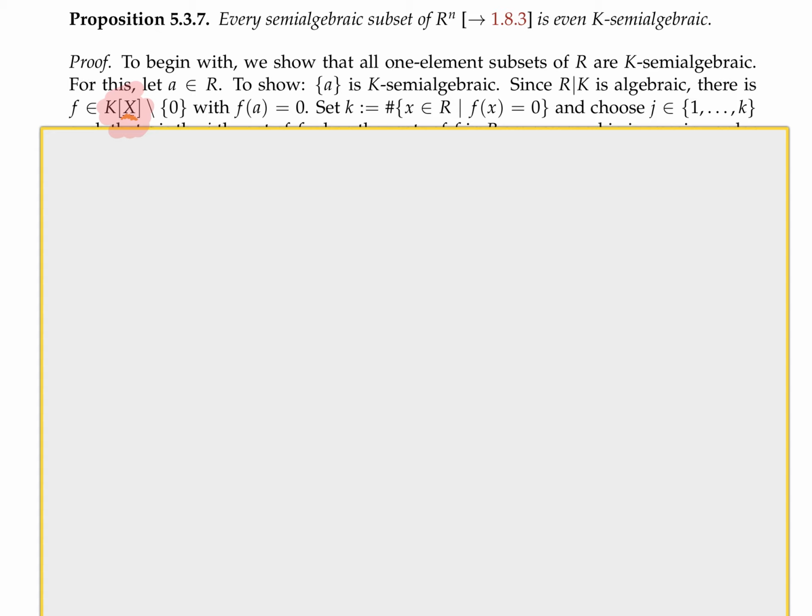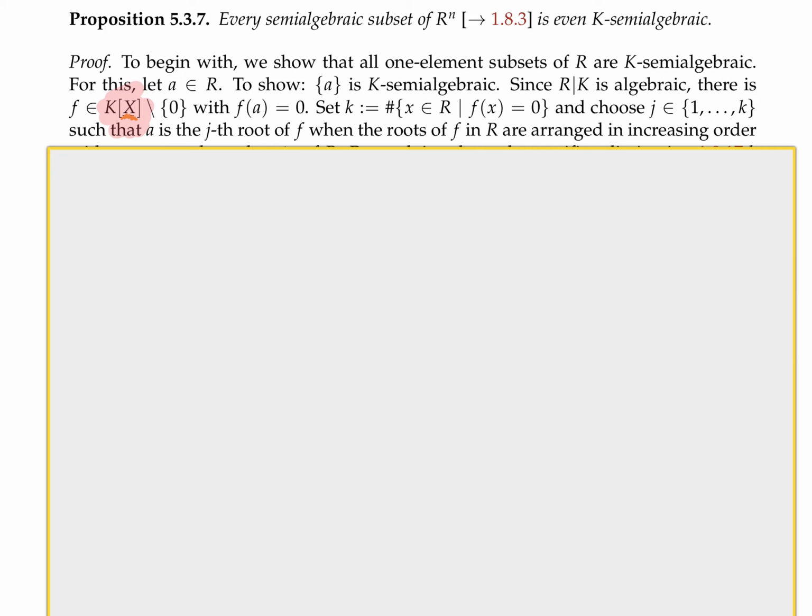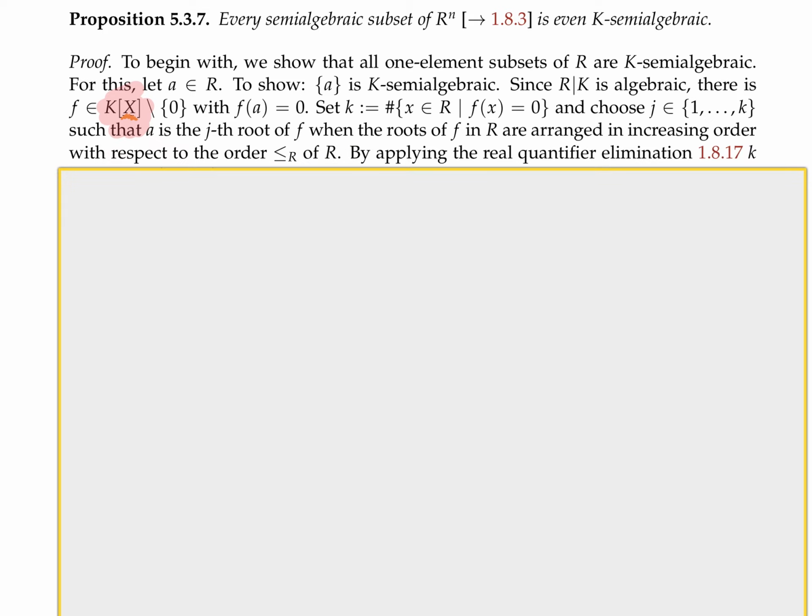And choose j in 1 to k such that a is the jth root of f when the roots of f in R are arranged in increasing order, right? Of course, I don't count the multiplicity of the roots. Okay. And they are arranged in increasing order with respect to the unique order of a real closed field.